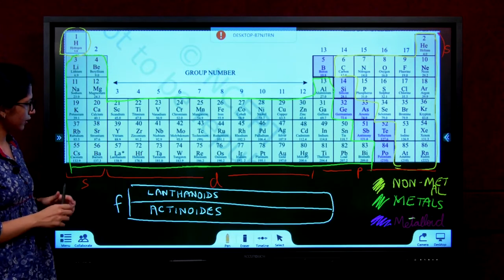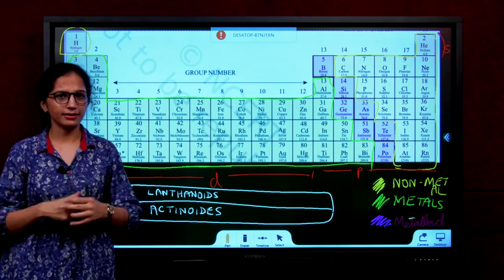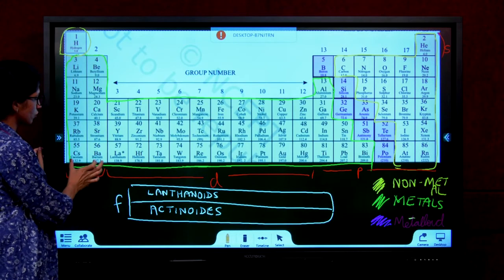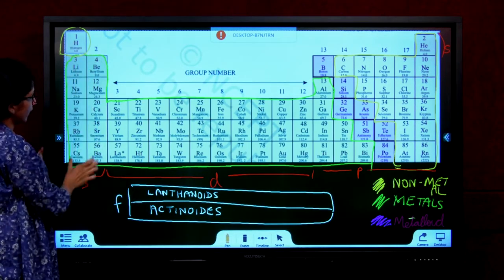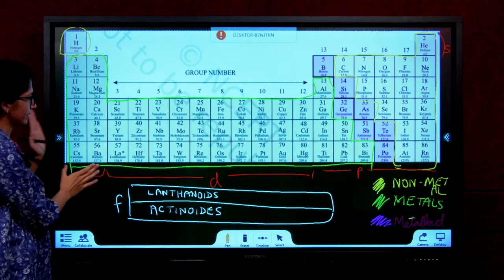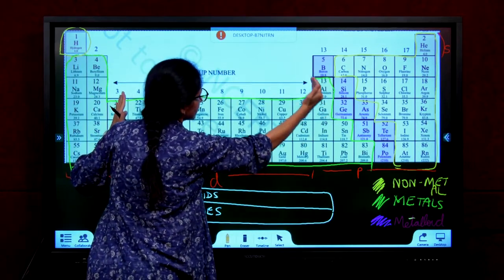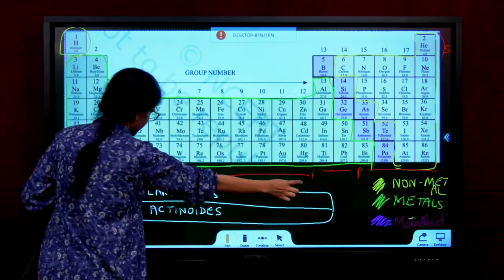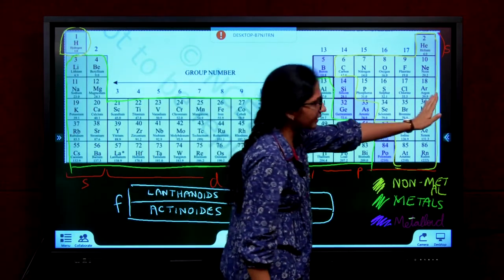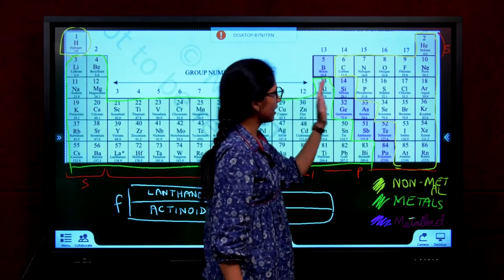Next, what we need to understand here is we have something called block elements. Again, you will understand this in the higher classes. For now, you just need to know the blocks. These full first two columns or groups are known as S block elements. Starting from 3 and going till here, this 3 to 12, see, this is called D block elements. The remaining 13 to 18 are P block.